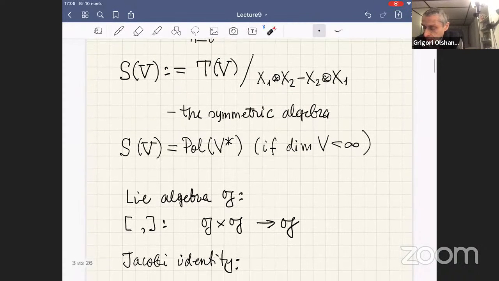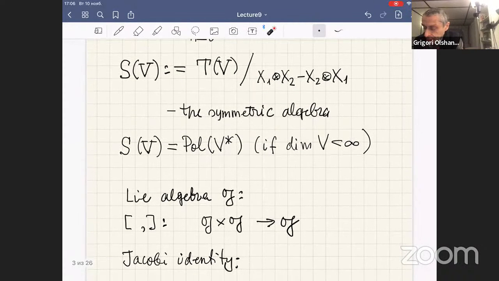Next, what is important for us is the following fact. If V is finite dimensional, then we have a canonical identification of the symmetric algebra of V with the algebra of polynomials on the dual space. So V star is my notation for the dual space.